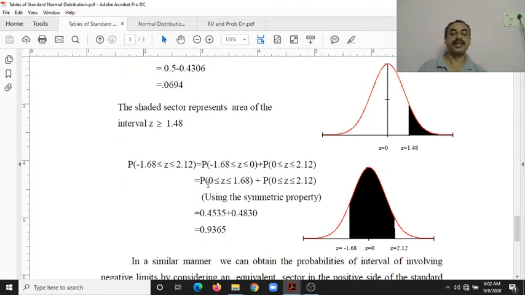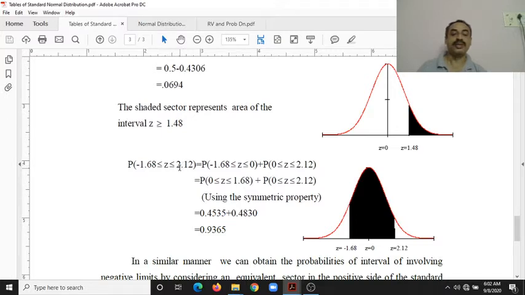Now if you take another interval of z overlapping the left and right side of z equals 0, that is, z from minus 1.68 to 2.12. So we plot minus 1.68 on the left side of 0 and 2.12 on the right side. So this shaded sector represents the probability interval between minus 1.68 and 2.12.